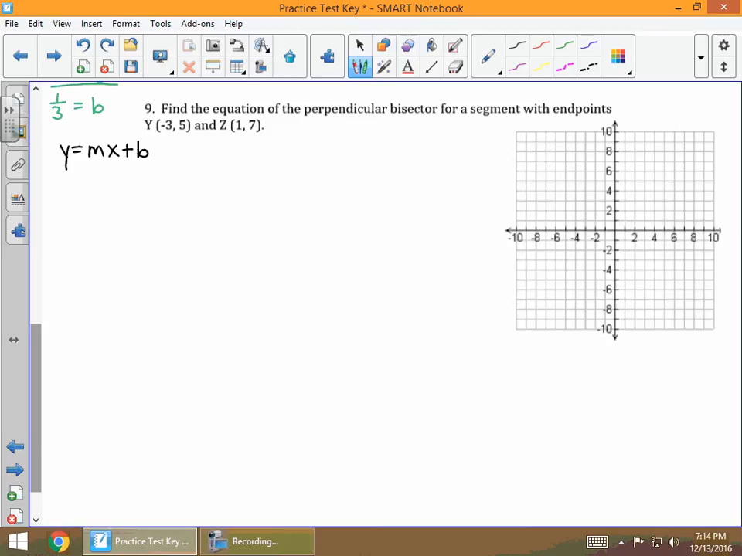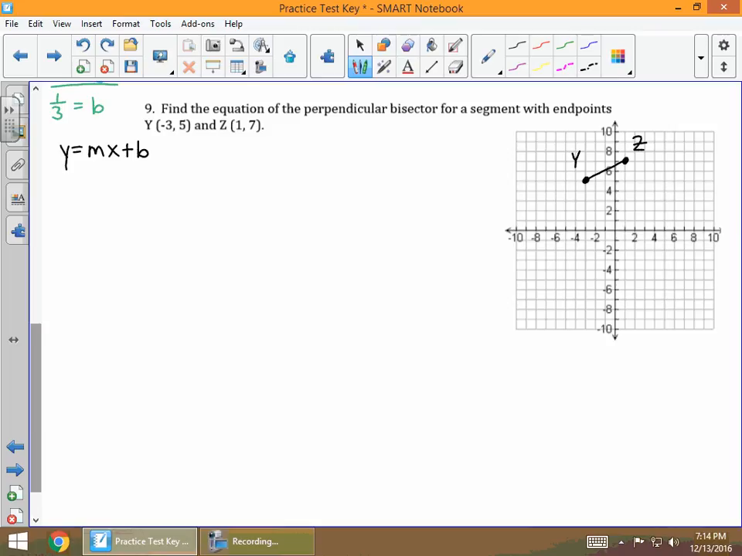So I'm going to graph this point first. So negative 3, 5. So left 3 and up 5. This is Y. And Z is positive 1, positive 7. So I have this segment. So what is the slope of this segment?